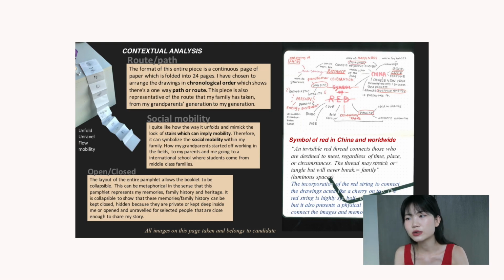And next is more conceptual analysis and just having some keywords that related to this piece, which was root and path, because this piece resembles theirs, and how it represents social mobility and how open and closed, because unravel is essentially how I kind of unravel myself and open up myself to talk to others about my family history. And on the right side of this slide, I have another mind map. I think mind maps help you guys a lot in your IB portfolios because you can just come up with different ideas. I explored the symbol of red in China and worldwide.